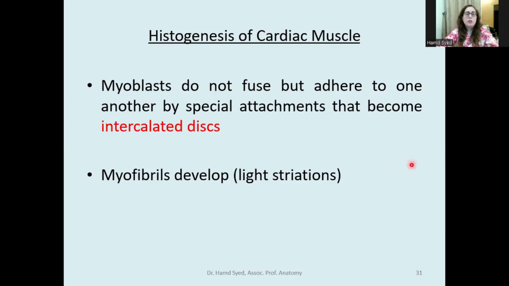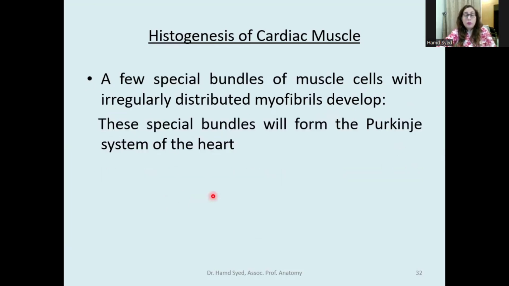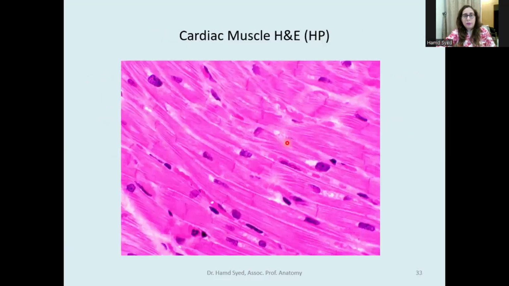Regarding the histogenesis of cardiac muscle, remember in this case myoblasts do not fuse, but they adhere to one another. By adherence, we mean that there is a special attachment between the myoblasts, which is represented as intercalated discs. Myofibrils will also develop in the cardiac muscle, but they are less prominent. There are also a few special bundles of muscle cells with irregularly distributed myofibrils, and these special bundles will form the Purkinje system of the heart.